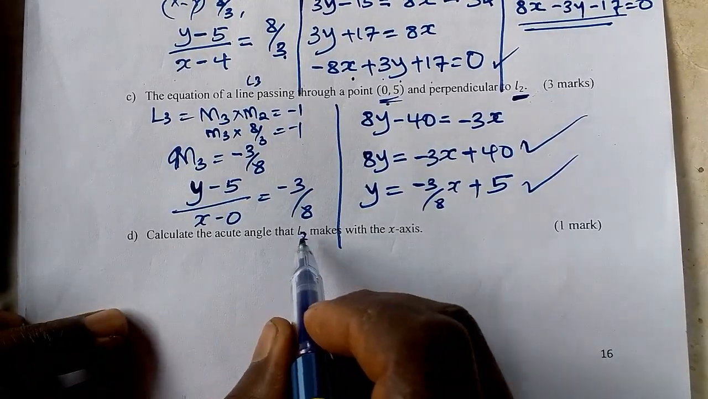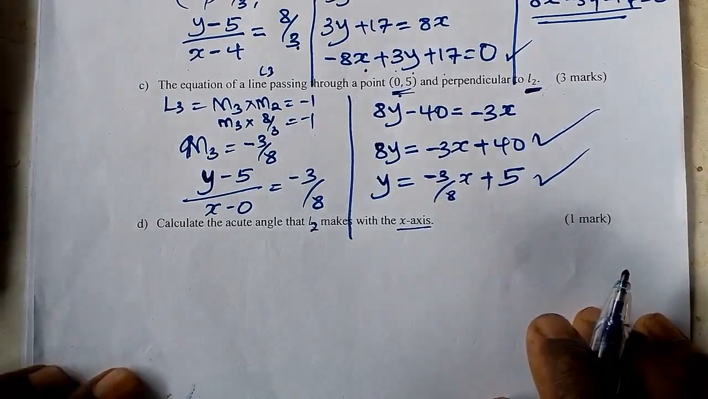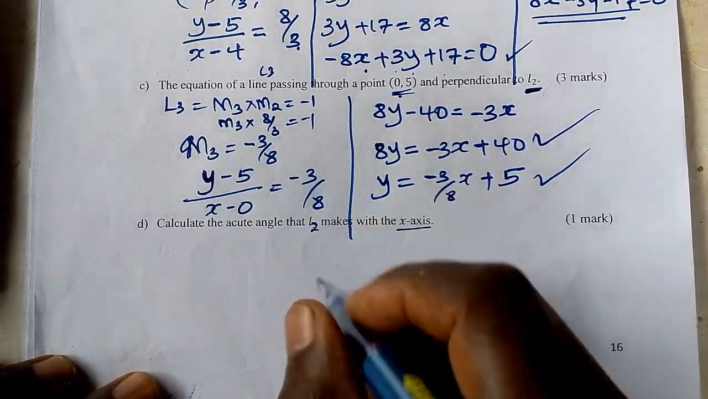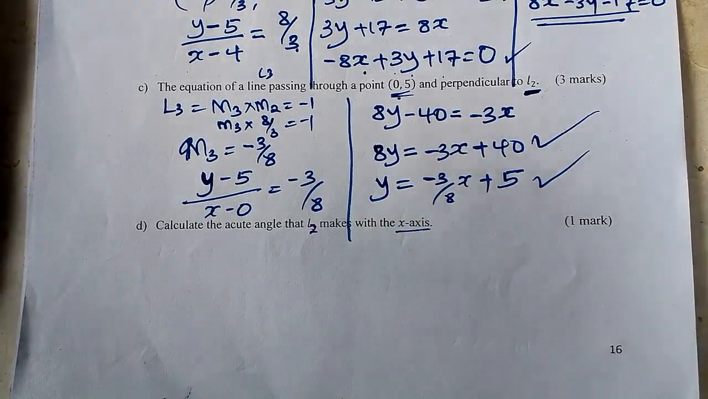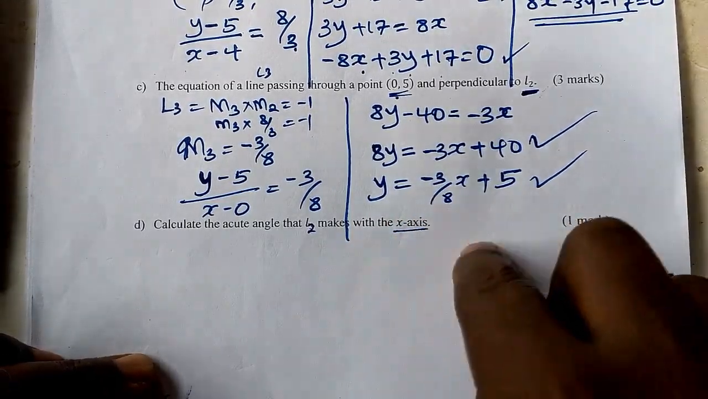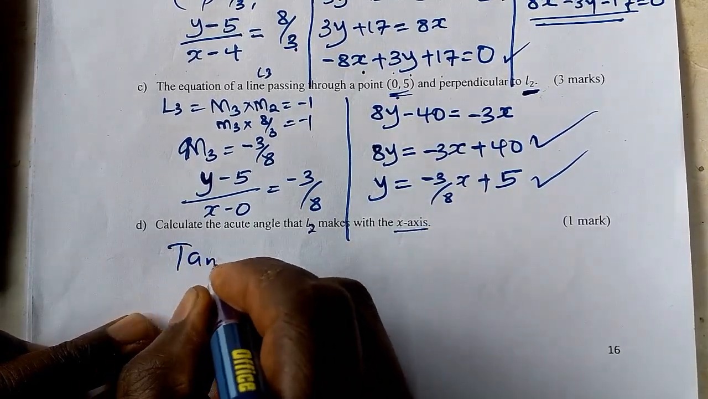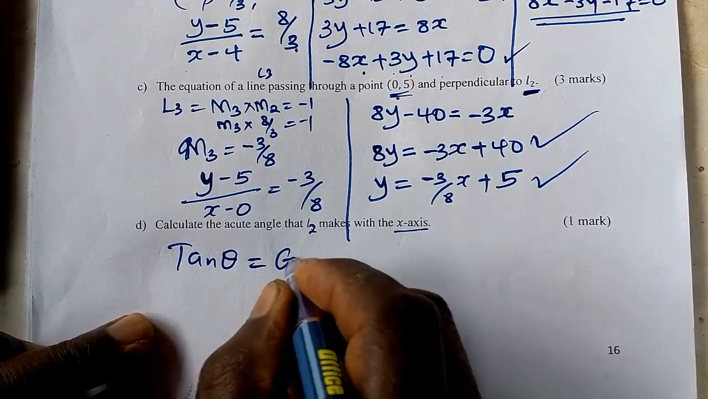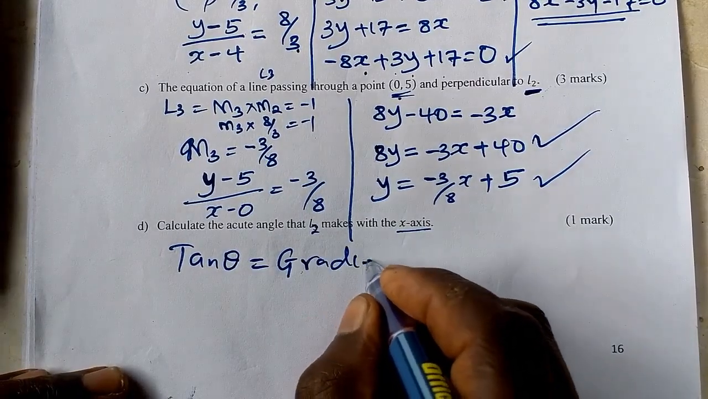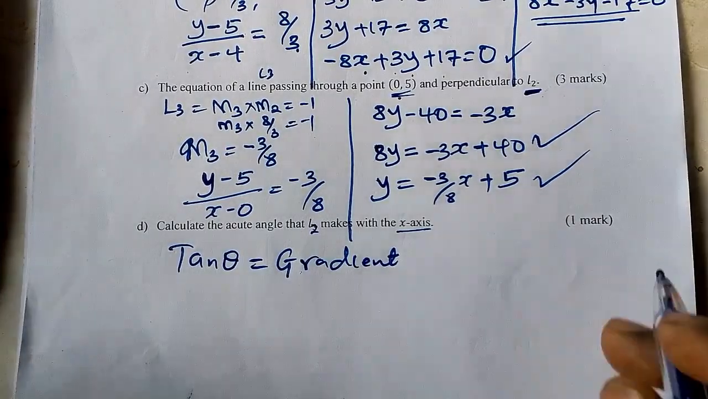Calculate the acute angle that L2 makes with the x-axis. Anytime you are asked to calculate the acute angle of a line, get the gradient of that line. Once you get the gradient of that line, you should know that tan theta is equal to the gradient. That is the formula. Tan theta is equal to the gradient of that line, whichever line you are given.